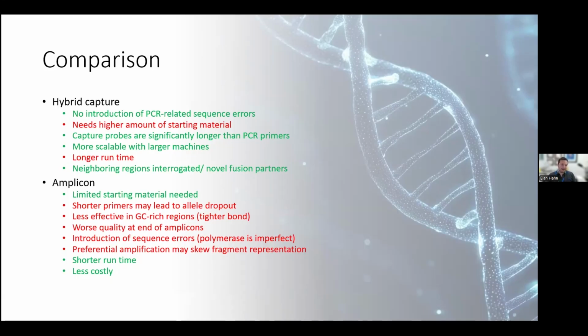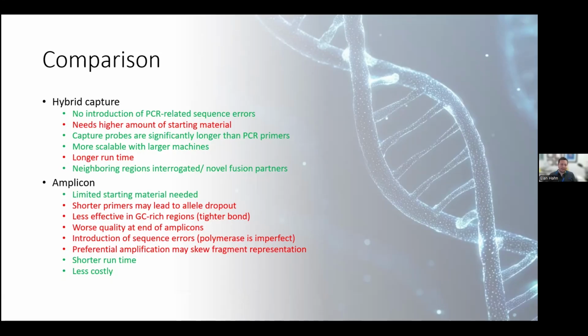So amplicon-based, since we're starting off with a PCR right off the bat, you could start with limited starting material. Again, these short primers may lead to allele dropout because they can't tolerate much mismatch with the target. It's less effective in GC-rich regions, which have a tighter bond, and that impacts PCR. And that goes back to what we talked about at the beginning of the session, where G and C between them have 3 hydrogen bonds. So if you have a lot of G's and C's in an area, it may not amplify as well under the same conditions that an AT-rich area or a more mixed area would.